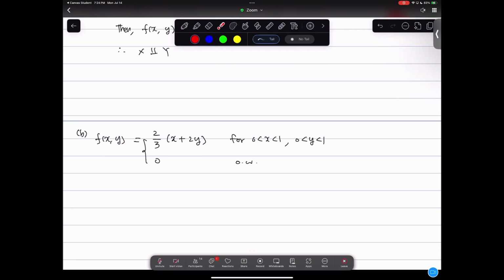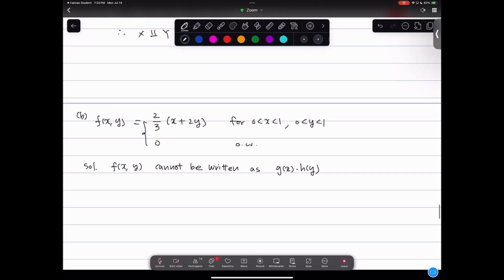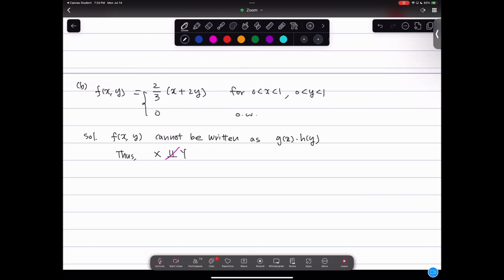So your joint cannot be written as a product of a function of x and a function of y. Not possible. I cannot separate them as a product of the x's with the y's. Therefore, your x and y are not independent. Cannot be independent. It's pretty clear by looking at the whole joint density. Let me get to part C.